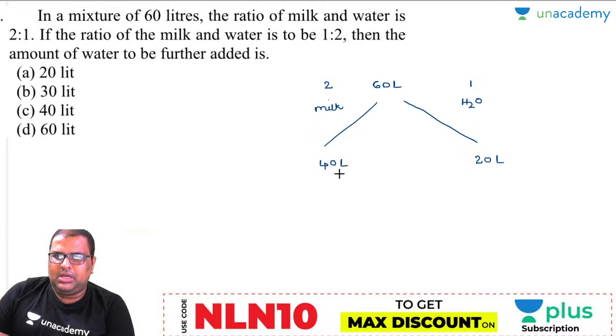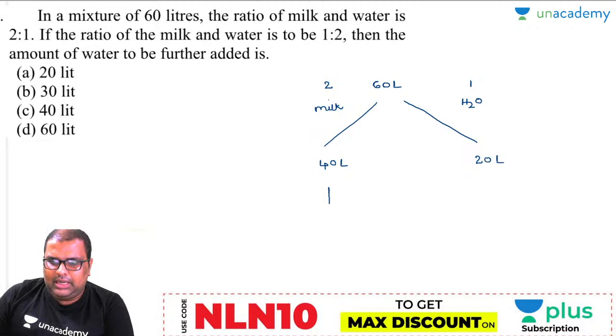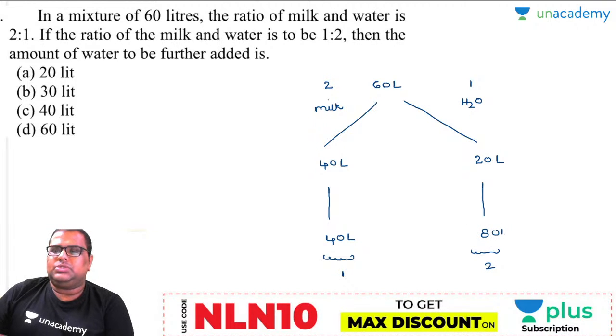Am I right? If the ratio of milk and water is to be 1:2, then the amount of water is what is further added. You didn't add a single ml of milk, so the milk will be 40 liters only. And this 40 liters of milk will be one part, so water has to be two parts. Two parts means this has to be 80 liters. So how much water did you add there? Please let me know. Is it 60 liters?